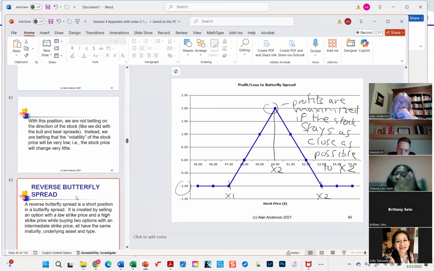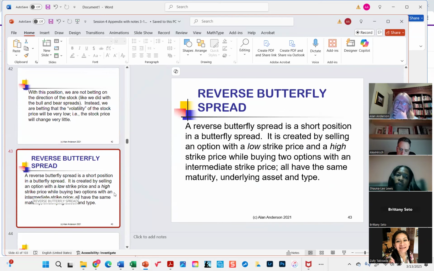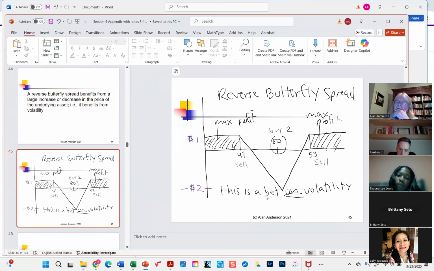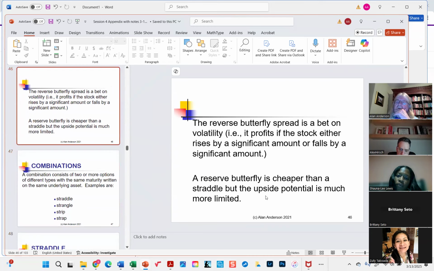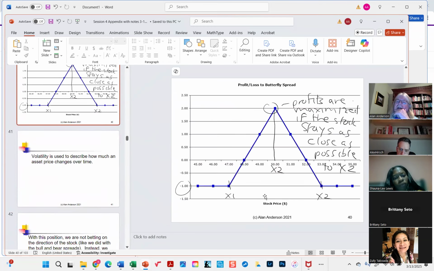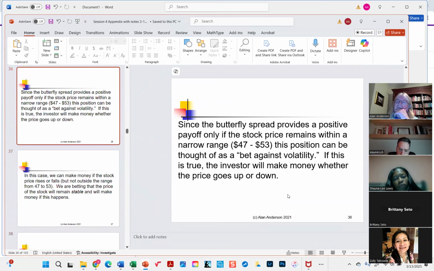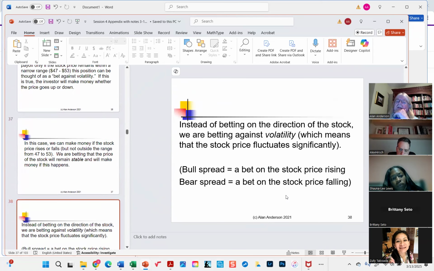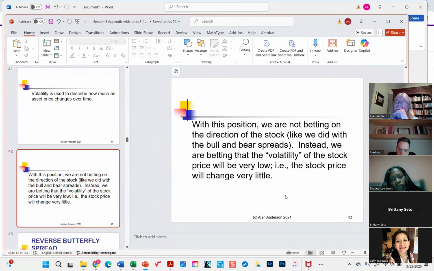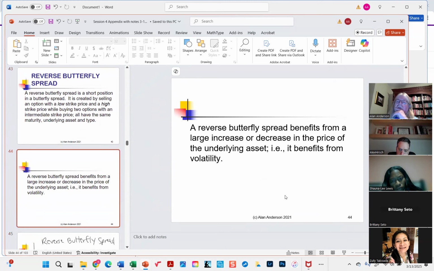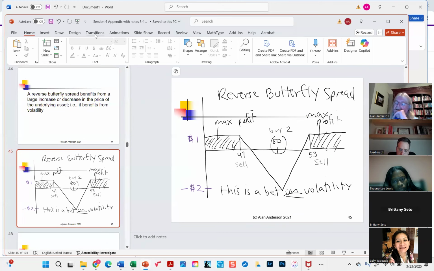So what you can do is just reverse all these positions. In other words, where before you were buying, now you're selling, and vice versa. Then you'd end up with this position. And this is called the reverse butterfly spread. Now, if you notice here, what are we hoping will happen? We hope that the price either goes up significantly or down significantly.